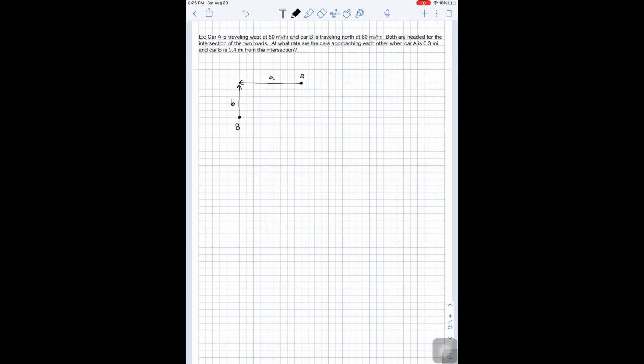At what rate are the cars approaching each other when car A is 0.3 miles and car B is 0.4 miles from the intersection? Anytime a problem talks about the measurement between two things, that's a straight line, a right angle or a straight line, depending on the picture. So if I want to know at what rate they're approaching each other, what I'm looking at is their distance to each other. And I'm going to label that distance C.